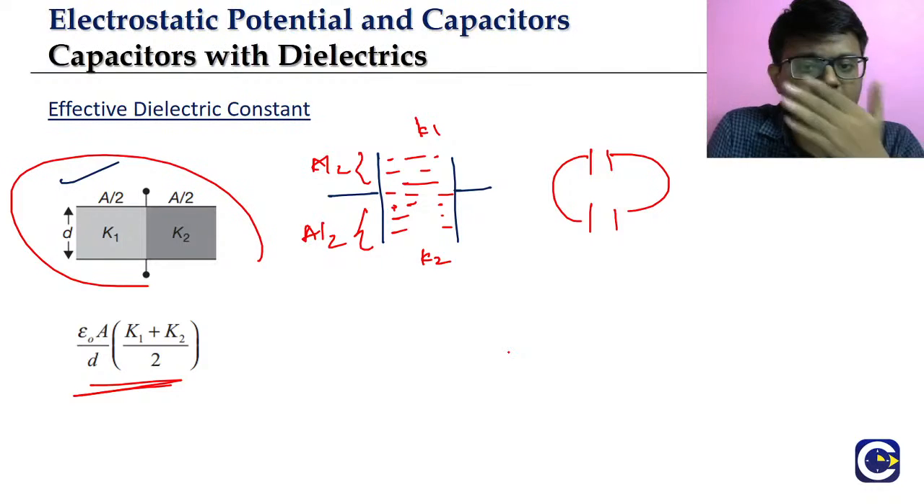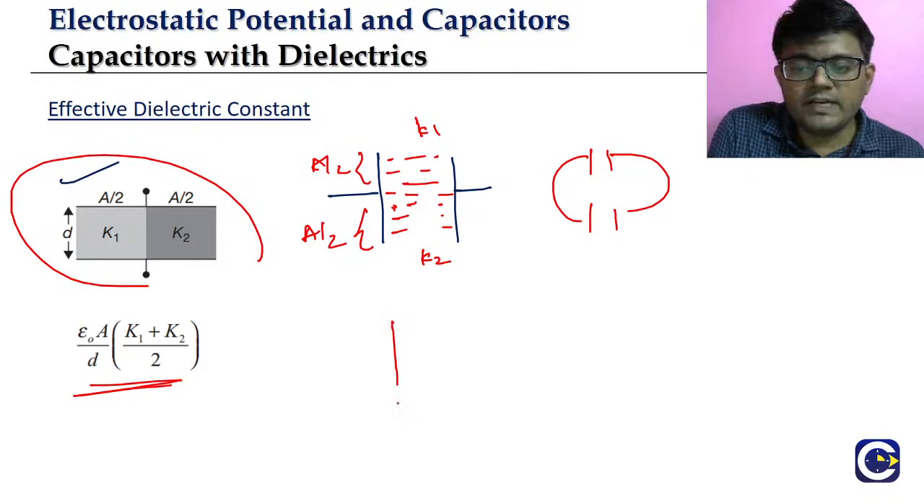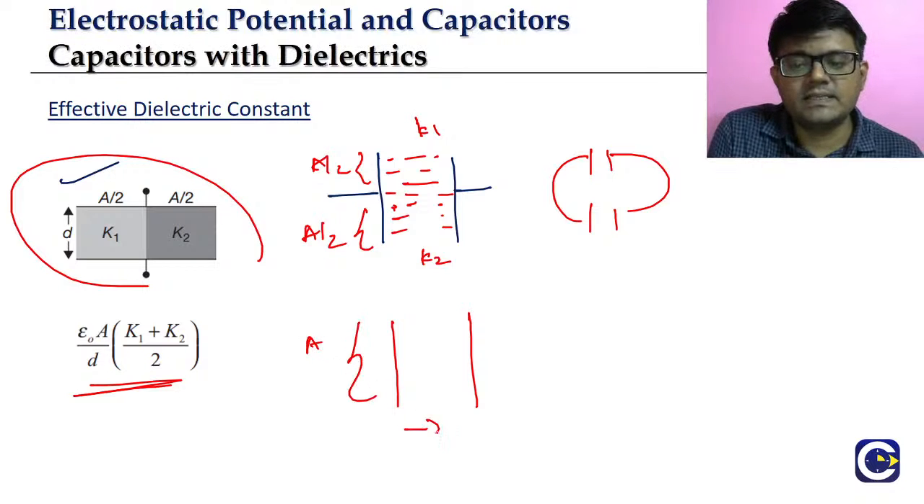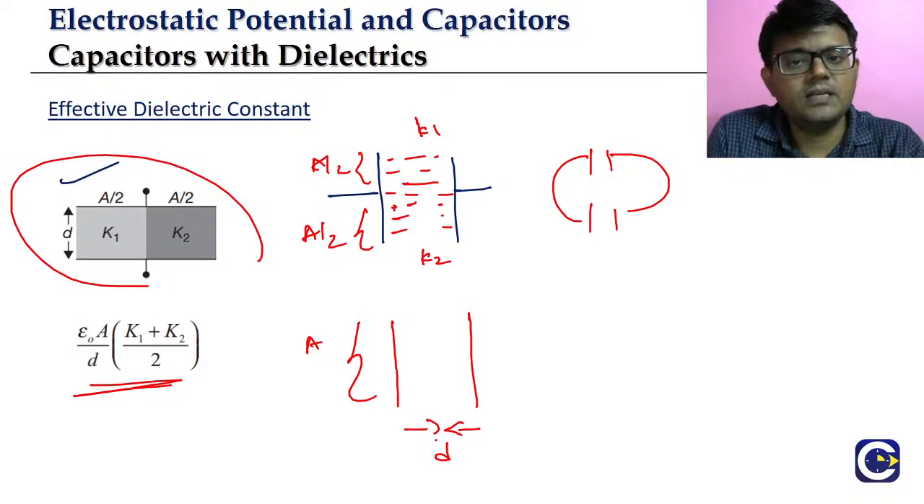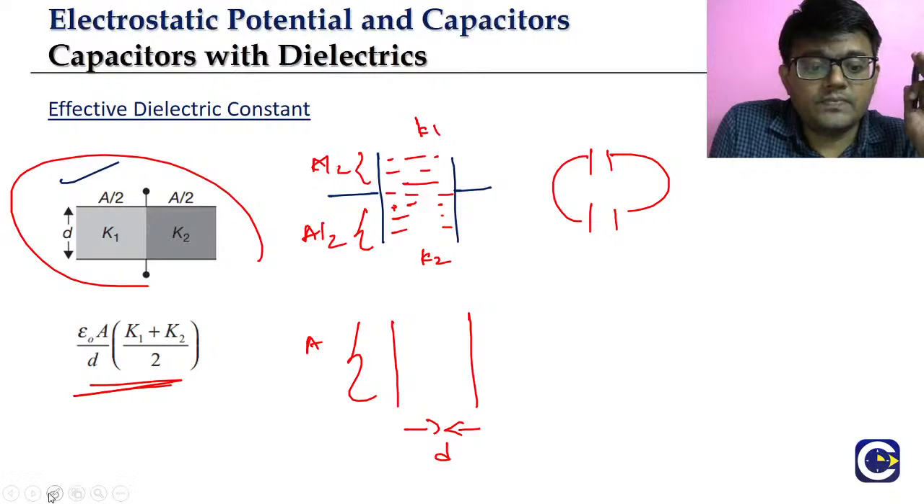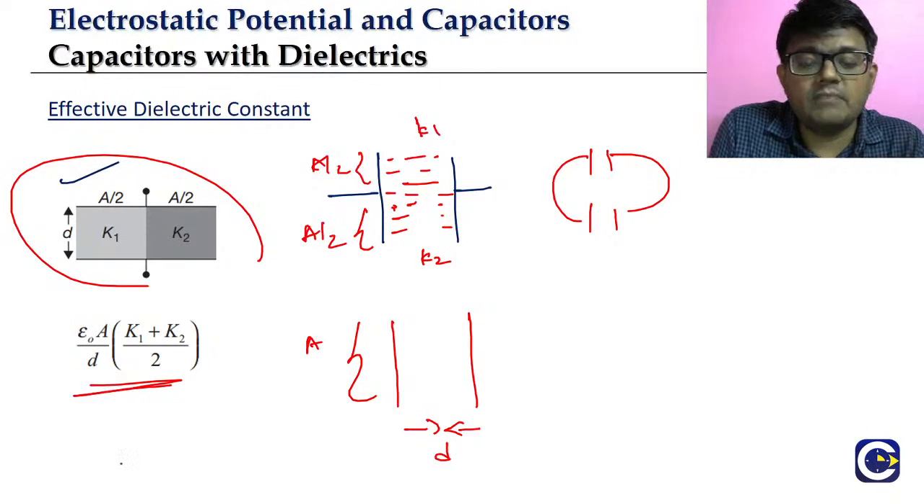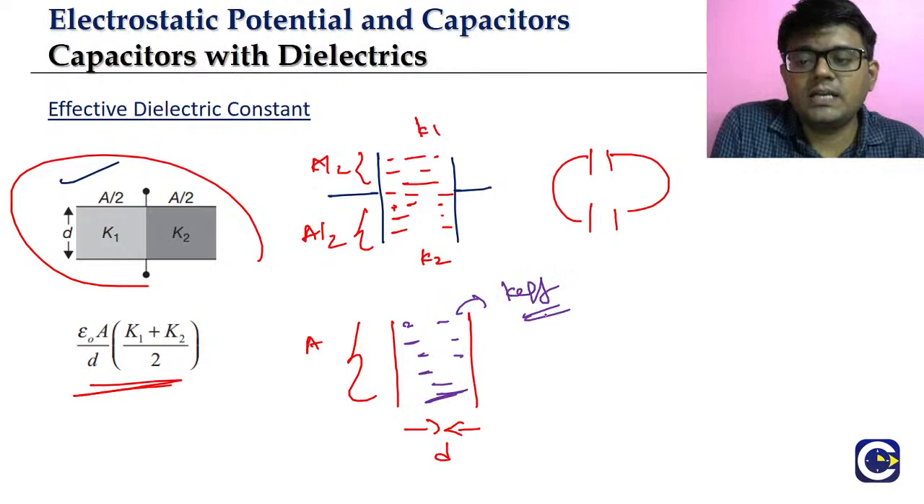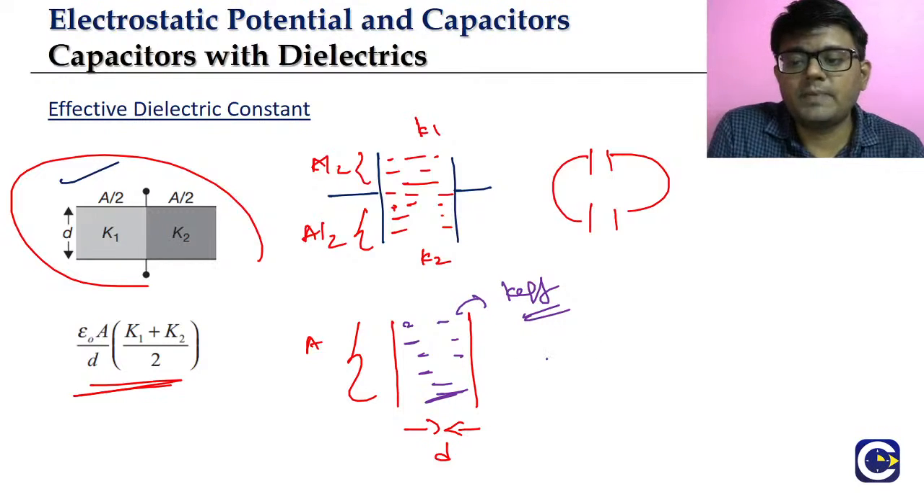We calculate the effective dielectric constant. Think of it the same way, and the geometrical setup will be as it is. The area of the plates is A, the distance between the plates is D. But the difference is we are replacing the entire medium by one single medium with dielectric constant K effective. What is the capacitance value? K effective into A epsilon naught by D.